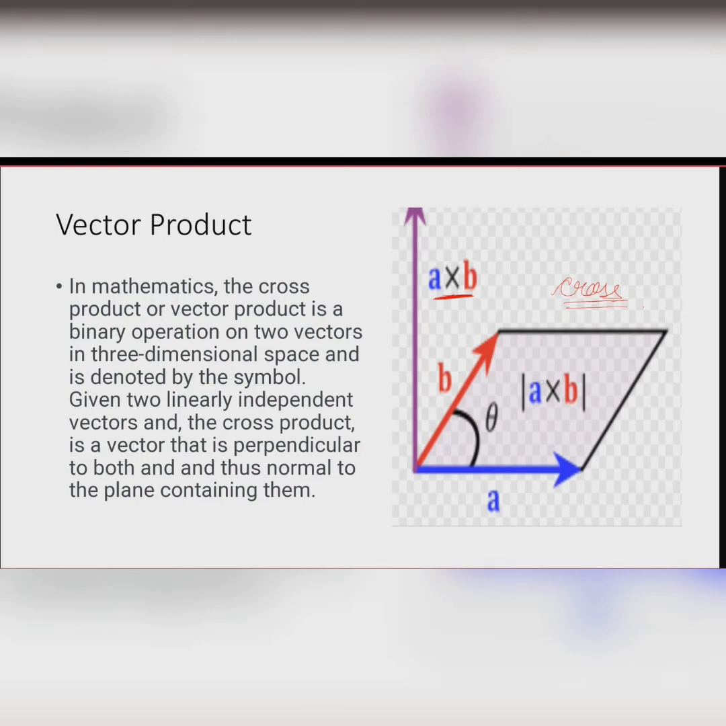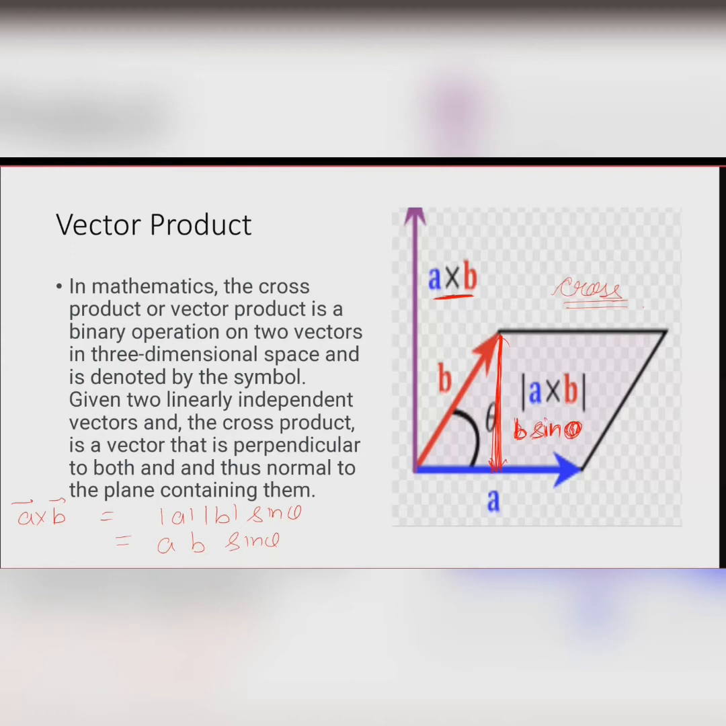First of all, how do we define A cross B? A cross B is basically mod A mod B into sine theta, or I can simply write A B sine theta. Now B sine theta, if you look in this diagram, this value is B sine theta.